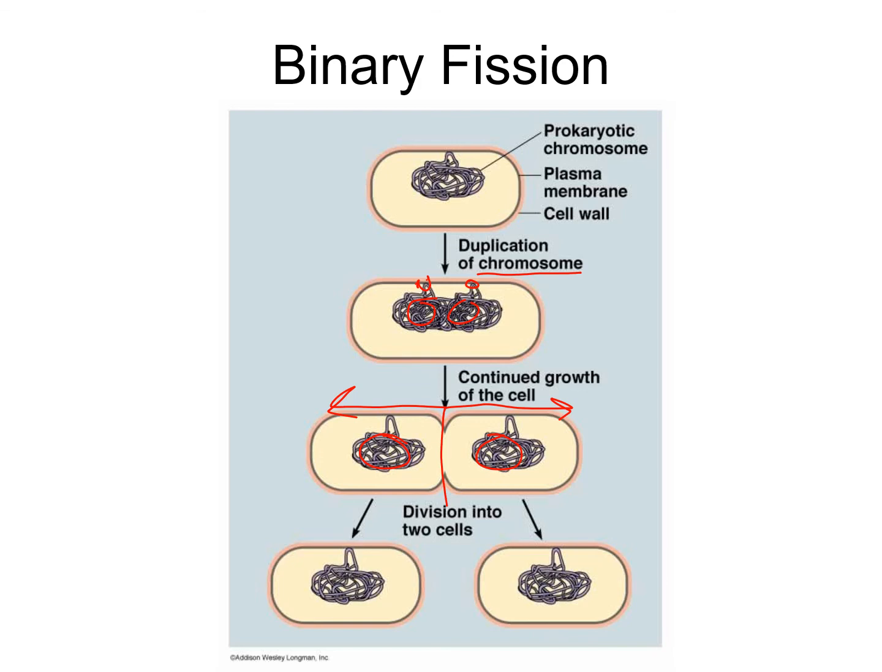So binary fission is a very simple process. The cell duplicates its chromosome, then it elongates, grows longer, and once the two copies of the chromosome are separated, it divides the cell. When bacteria are given all the physical requirements for growth and chemical requirements for growth, then they will divide by binary fission.